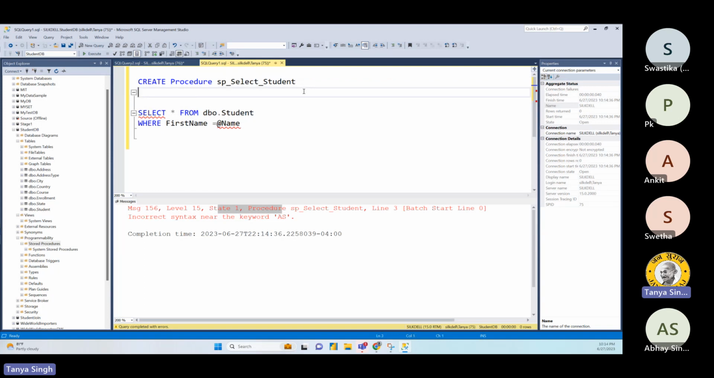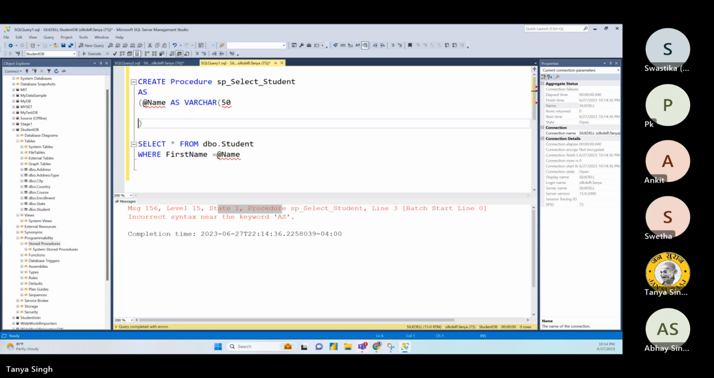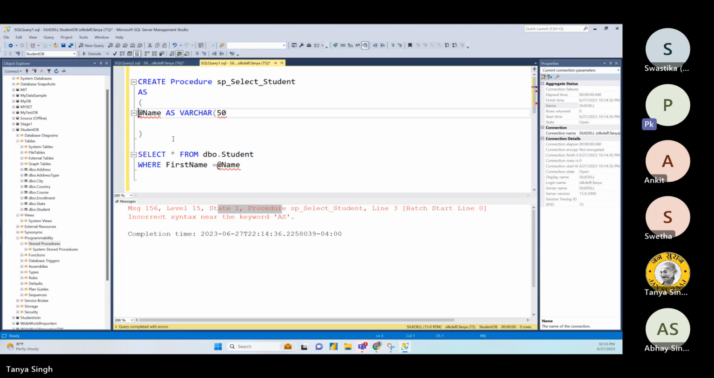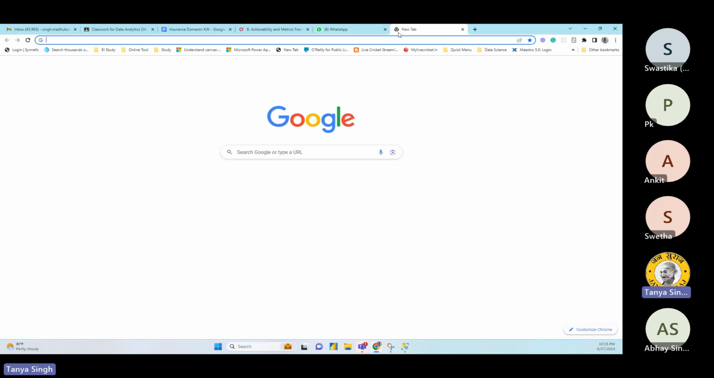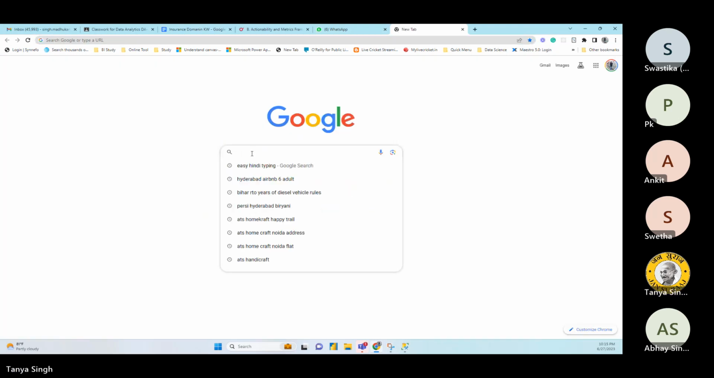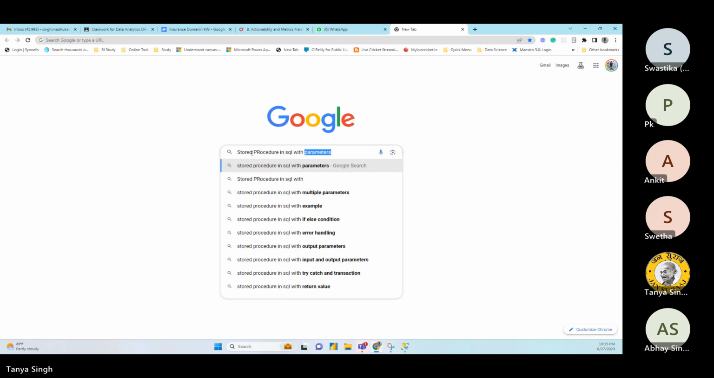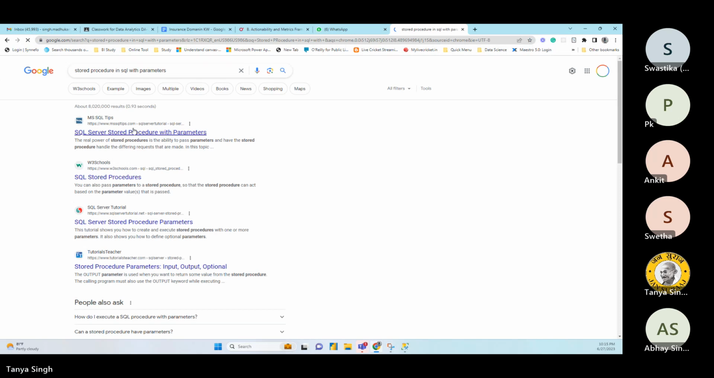Once you see the parameter, then you can call it. I'm just missing something. Do we use begin and end here? Yeah, begin and end you can use anytime. Let me use Google for parameters. W3Schools is also very good.